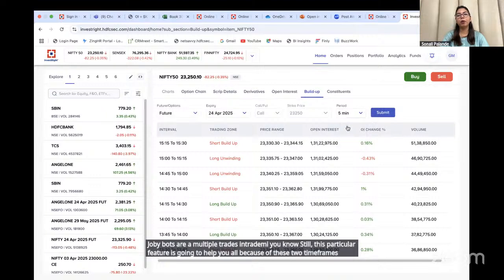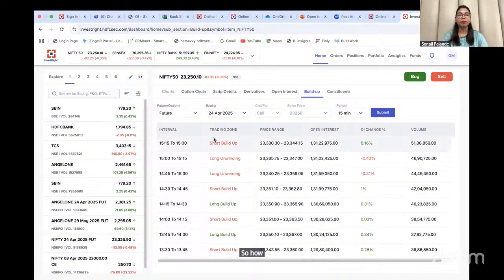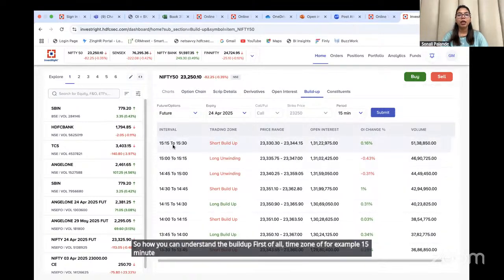5 मिनट के हिसाब से भी आपको पता चलता है कि बिल्टअप क्या है, 15 मिनट के हिसाब से भी आपको बिल्टअप क्या है पता चलता है. So how you can understand the buildup? First of all, time zone आपको पता चलता है. For example, हम लोग ने 15 मिनट को चूज कर लिया है. Okay, so 3:15 to 3:30 what happened? The short build up was happening.